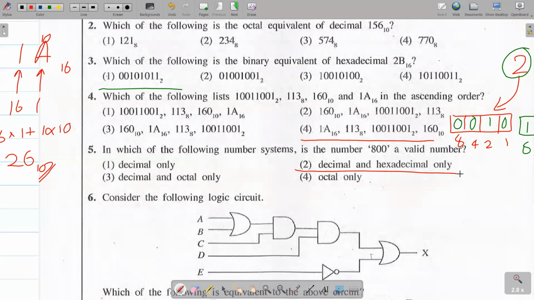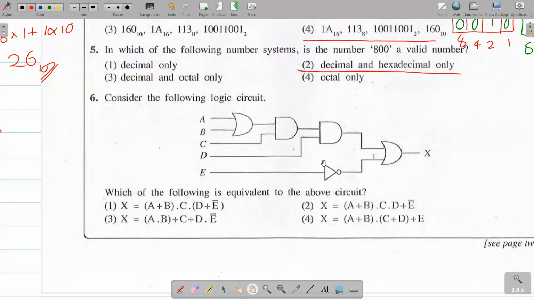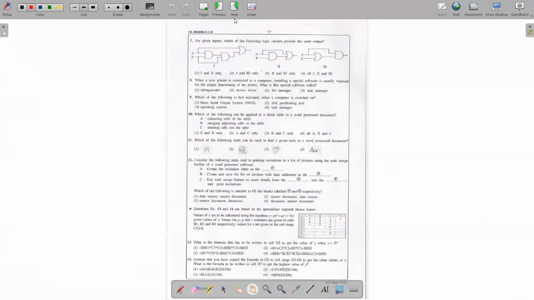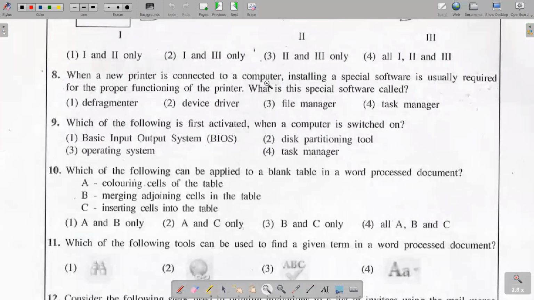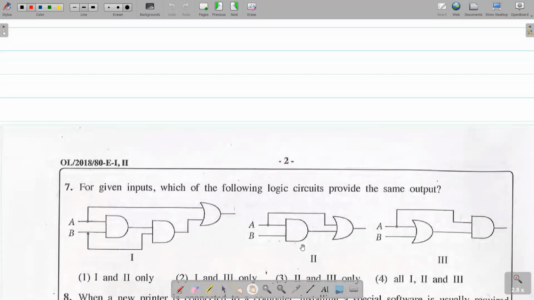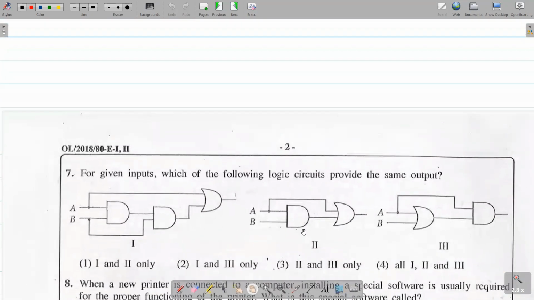All right, moving to the seventh. Yes, this type of a question, when we are facing this type of a question, we have to go with the truth tables. Right then, for given input, which of the following logic circuit provide the same output? Right. So let's see how the outputs are generated over here.